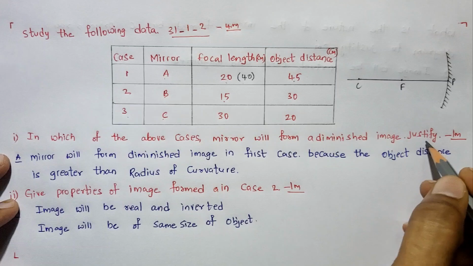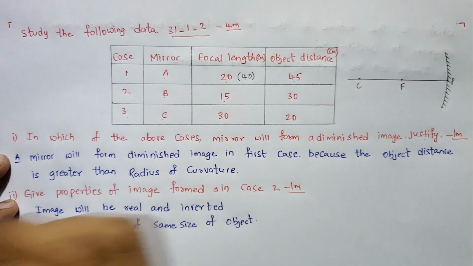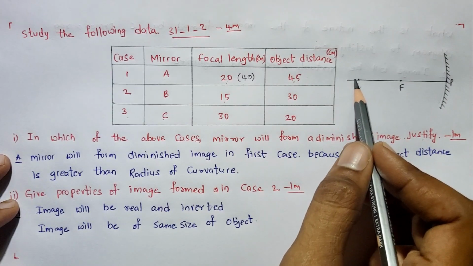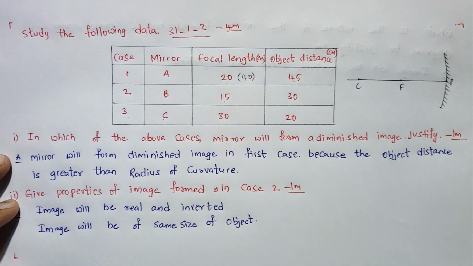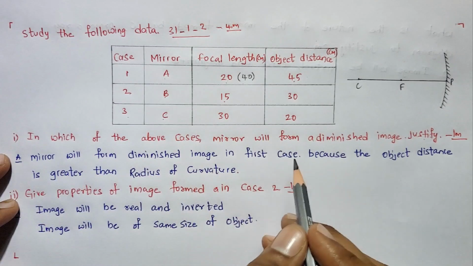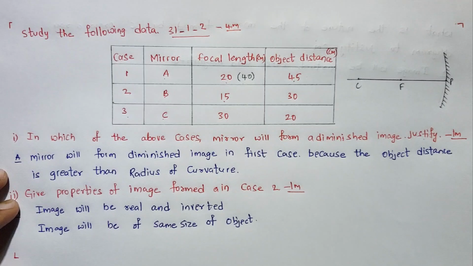They ask to justify. How will we justify? This reason only we can take. In a concave mirror, when the object is placed at a distance greater than the radius of curvature, the image formed will be diminished. So the mirror will form a diminished image in the first case because the object distance is greater than the radius of curvature. Second question, give properties of the image formed in case 2.